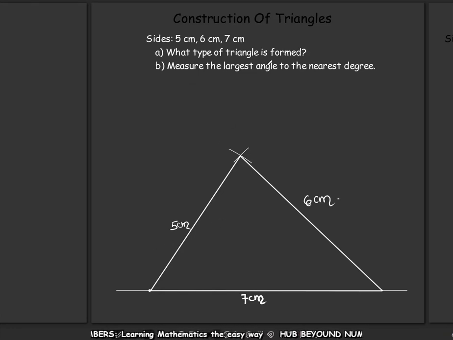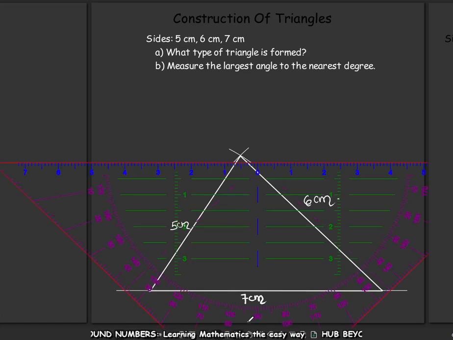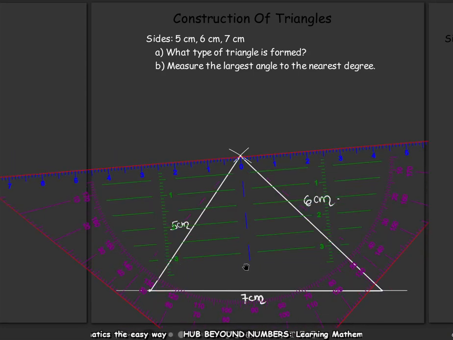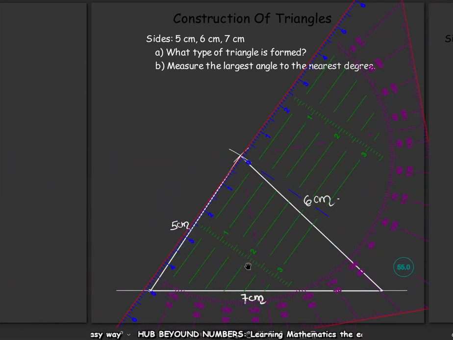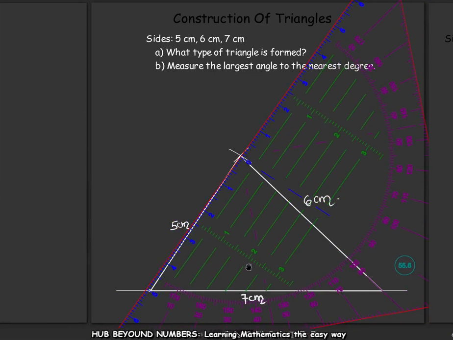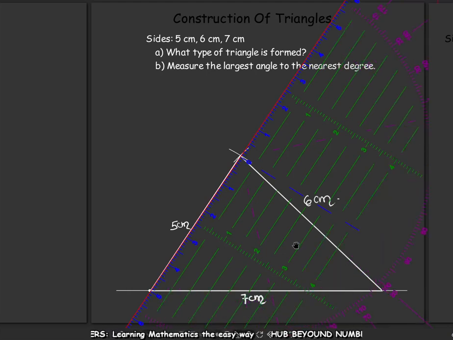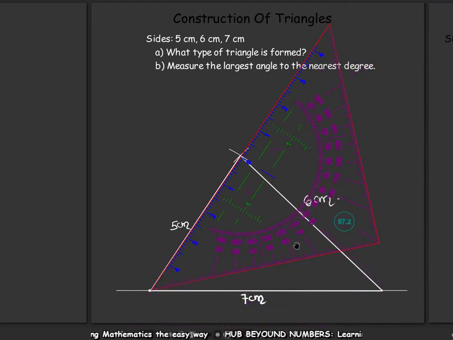Then it now says we should measure the largest angle to the nearest degree. The largest angle is always the angle facing the largest side. So this angle here is our largest. So you take your protractor and you position it such that you are able to measure this angle over here. So I'm going to position mine this way. And then with that now, we want to look at where this line is.